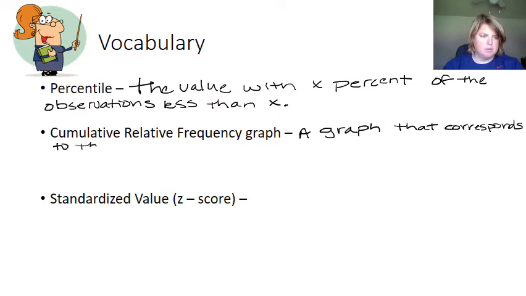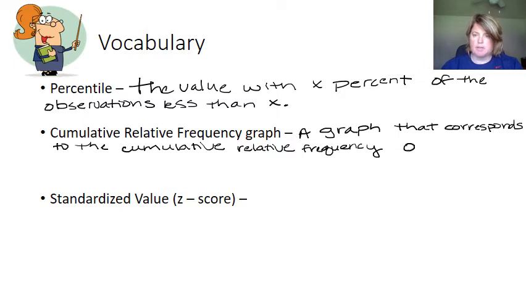All right, cumulative relative frequency graph is a graph, obviously, that corresponds to the cumulative, which means the sum of, relative means percent, and then frequency is just, remember, the count, so it's the percent of the counts. It goes from 0% to 100%. So that's what makes it cumulative.